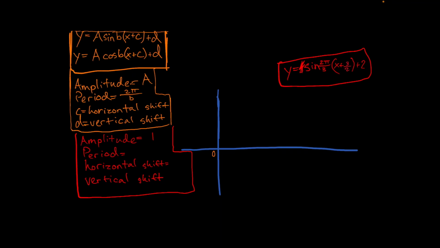Now our period. Well, the period equals 2 pi divided by b. B is being multiplied by the parentheses. 2 pi divided by 3 is being multiplied by the parentheses. So we have 2 pi over 2 pi over 3. And instead of dividing, we can just multiply by the reciprocal. Sorry about that 3. We can do 2 pi over 1 times 3 over 2 pi.